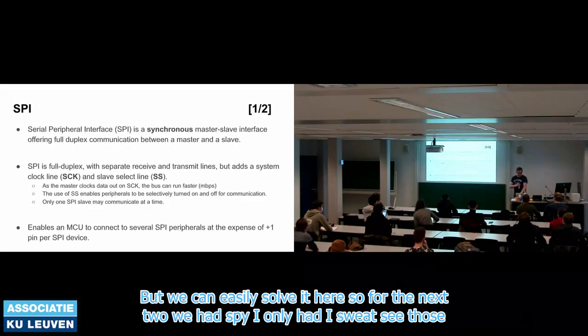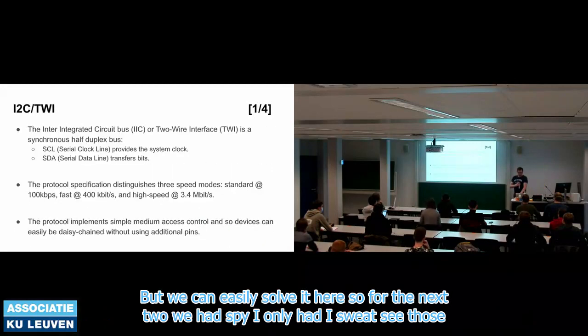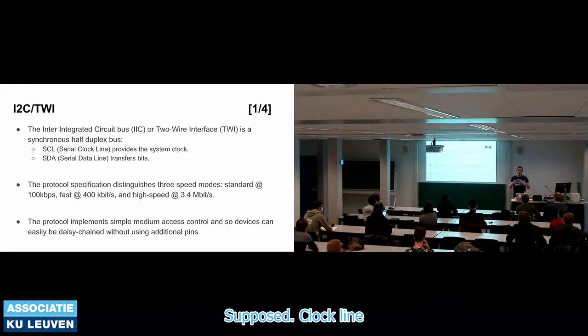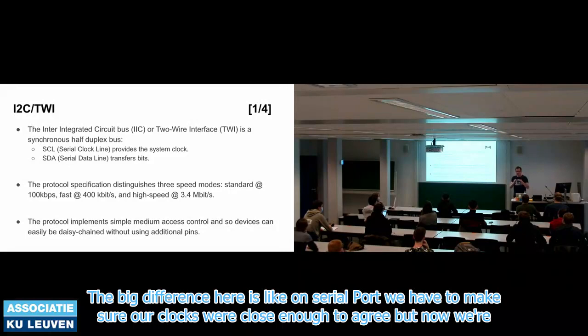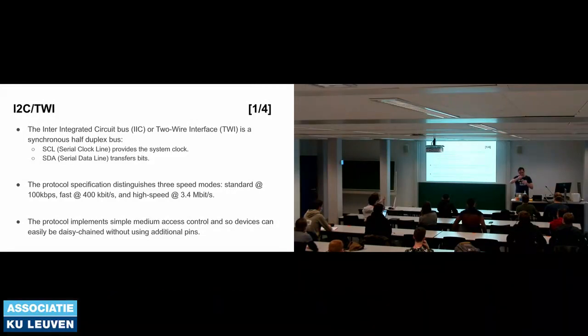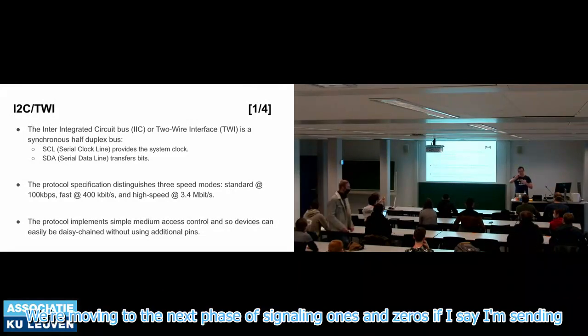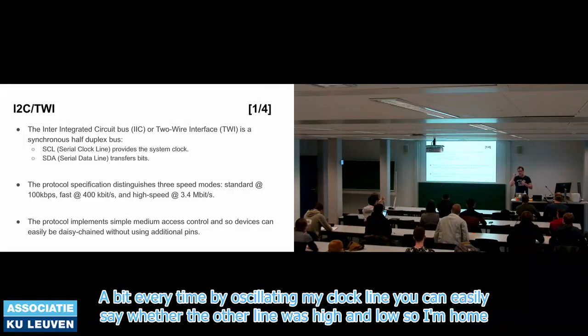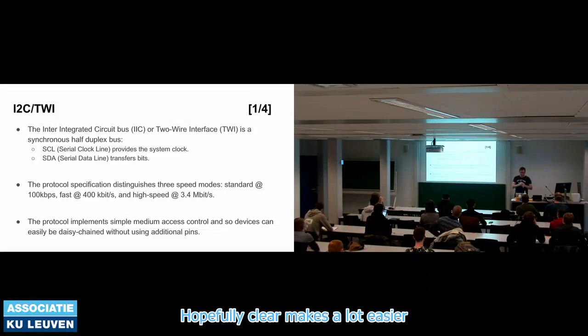So for the next two, we had SPI and we had I squared C. Those both add that clock line. And the big difference here is, like on serial port, we'd have to make sure our clocks were close enough to agree that now we're moving to the next phase of signaling ones and zeros. If I say, I'm sending you a bit every time by oscillating my clock line, you can easily see whether the other line was high and low. So hopefully it's clear, it makes it a lot easier.